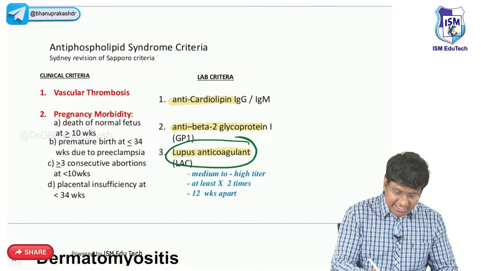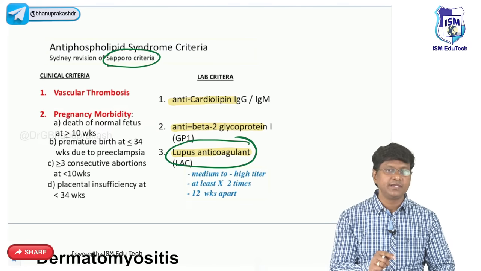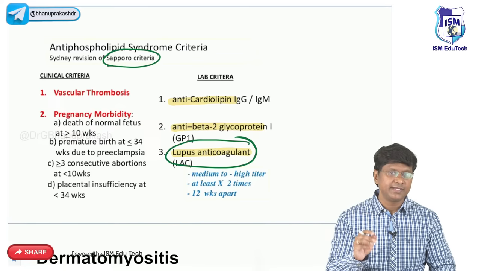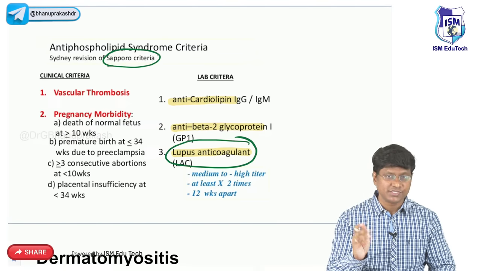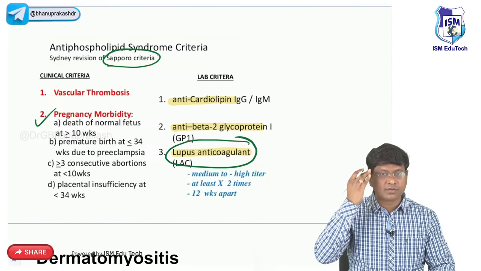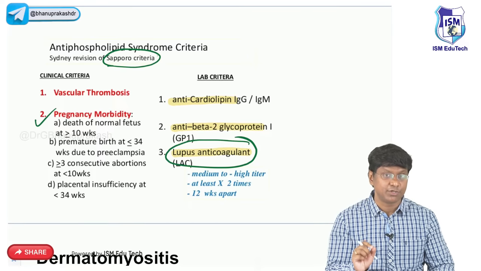Okay, right. And what is the name of the criteria for APLA syndrome? That is the Sapporo criteria, where you have a clinical criteria as well as a laboratory criteria. Whatever I have taught you is the laboratory criteria, that is the three antibodies. Then what is the clinical criteria? There should be vascular thrombosis and then pregnancy morbidity. So for pregnancy morbidity, what do you need to have? You need to have recurrent pregnancy loss, that is, recurrent abortions should be there.